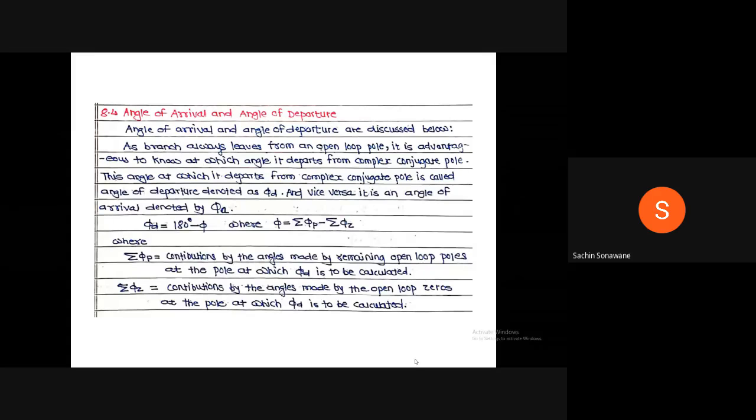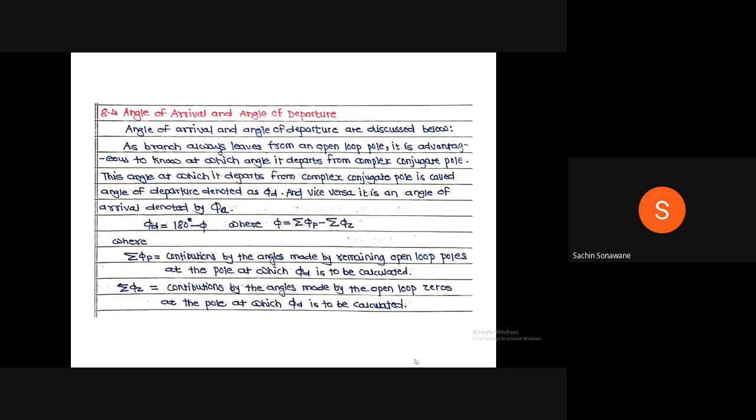Angle of arrival and angle of departure. Angle of arrival and angle of departure are discussed below. As branch always leaves from an open loop pole, it is advantageous to know at which angle it departs from complex conjugate pole. This angle at which it departs from complex conjugate pole is called angle of departure, denoted as phi d, and vice versa, it is an angle of arrival denoted by phi a.